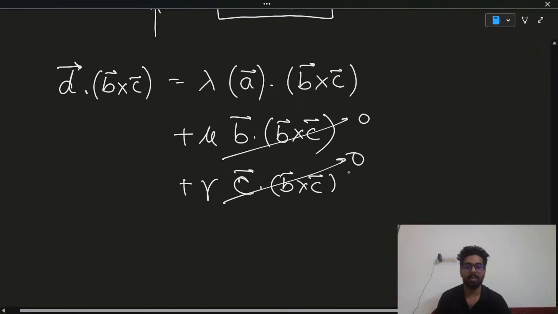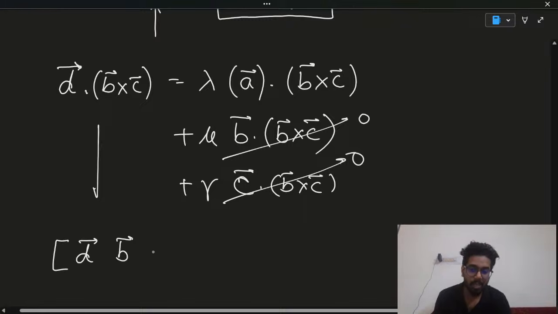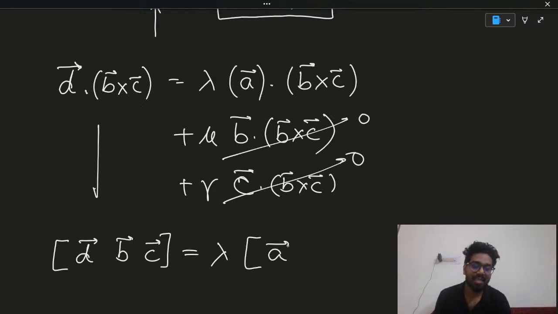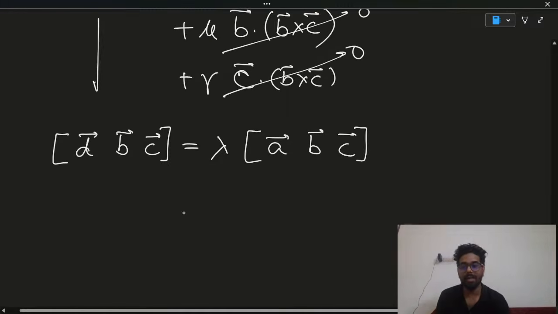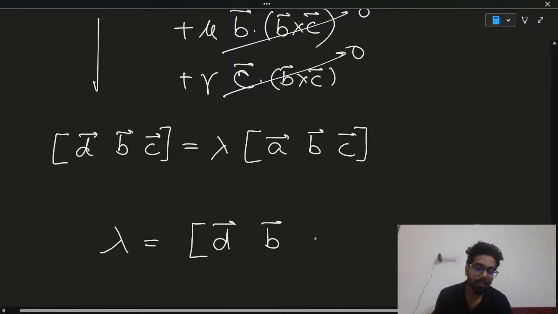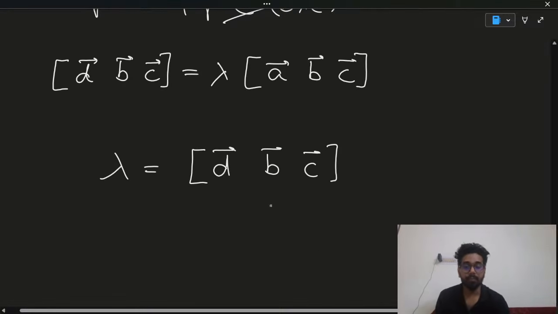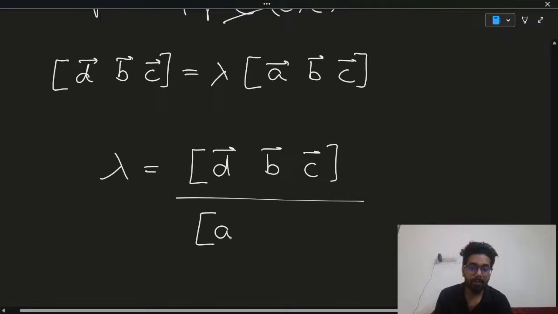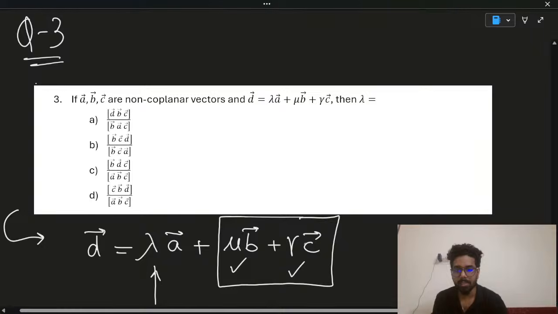Now, the scalar triple product. You can write this as DBC. Don't worry, I will quickly explain. The scalar triple product DBC equals lambda times ABC. That easy it is to write down. Now, what is lambda? Lambda equals D vector, B vector, C vector upon A vector, B vector, C vector. I guess option C is there, DBC upon ABC. Yes, option C.